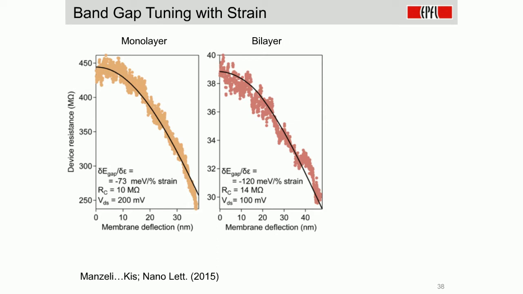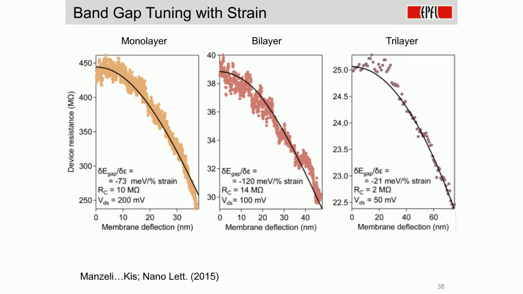In the case of bilayer, we get a bigger number, because in this case you also have the effect of two layers getting closer to each other, so this coupling is increasing, and you can also do some funny things with the band structure when this happens. And in the trilayer case, we get the smallest rate of change.